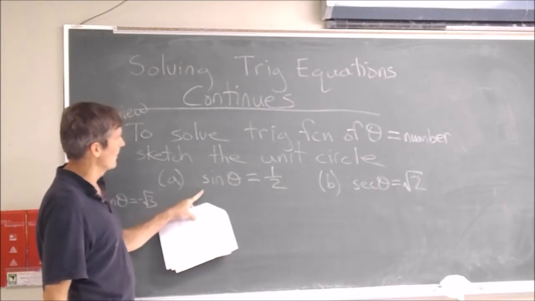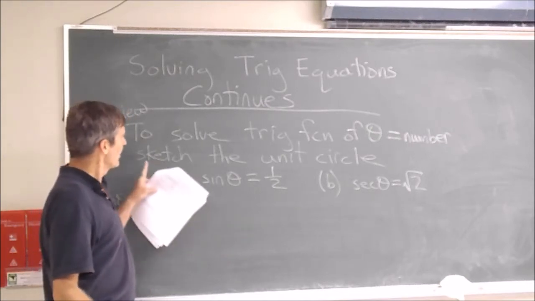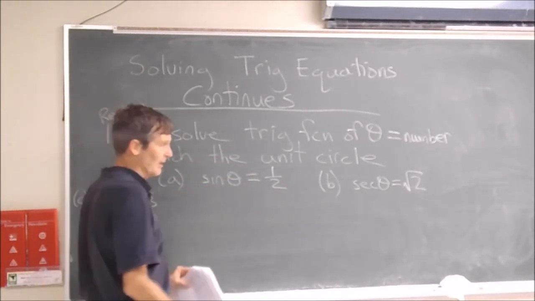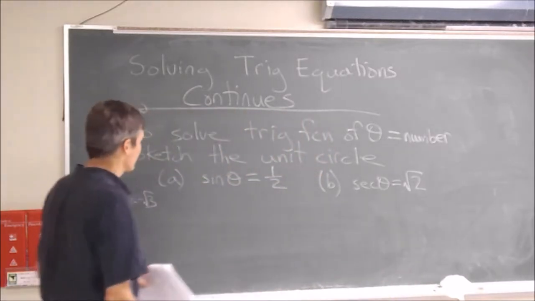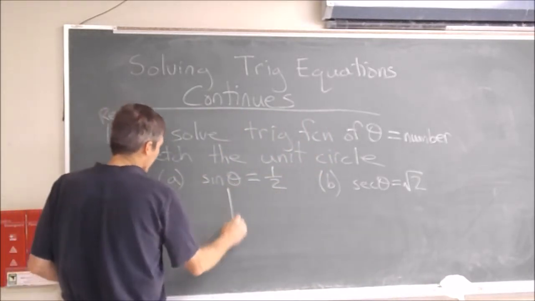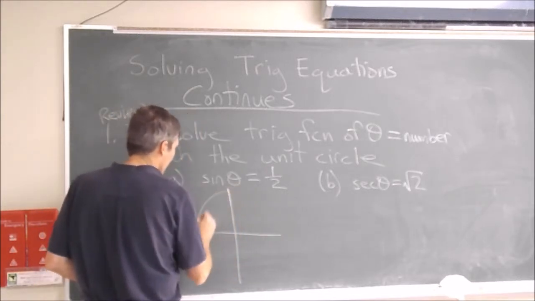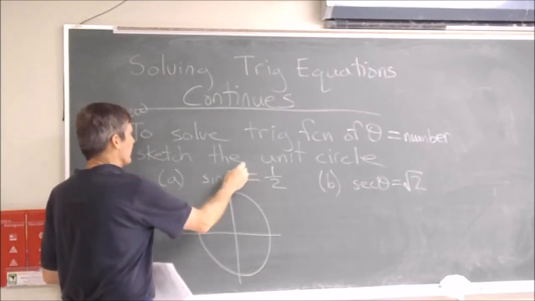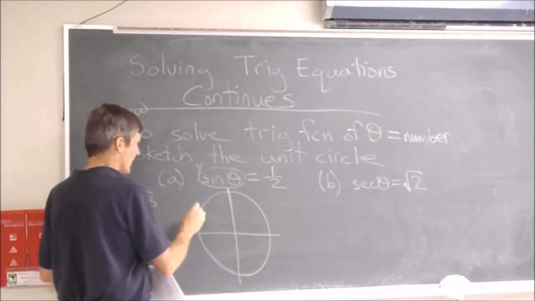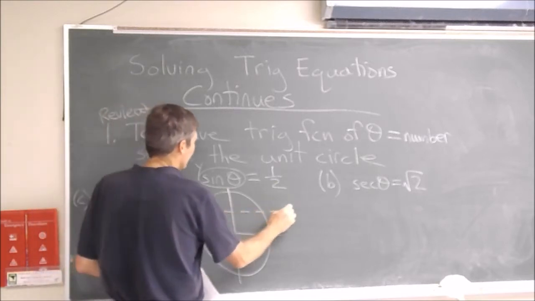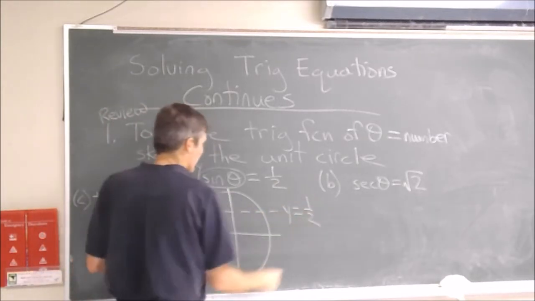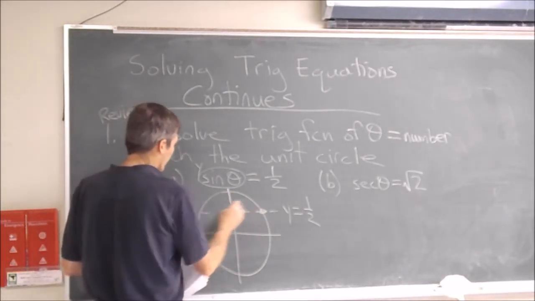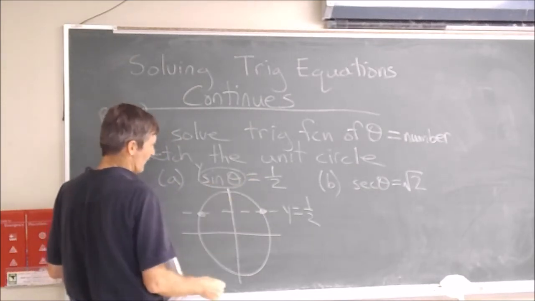For instance, here's the simplest case, solving a problem where its trig function equals a number. If its trig function equals a number that comes from the unit circle, we can solve it exactly on the unit circle. We simply make the sketch of the unit circle. If you have sine of an angle equals a number, you simply remember that sine is the y-coordinate. You draw all the points y equal that number. Here's the horizontal line, y equals a half.